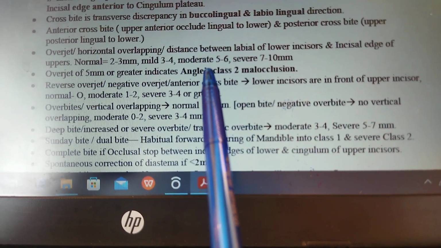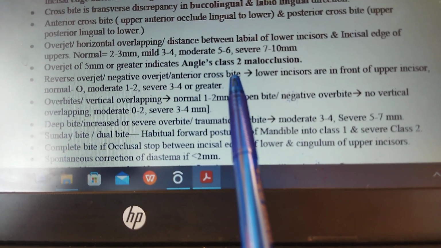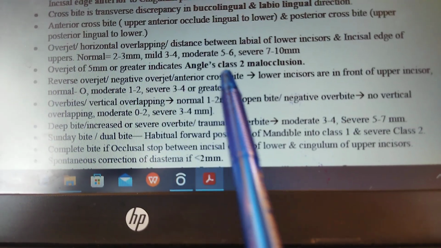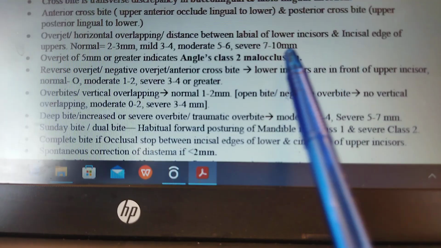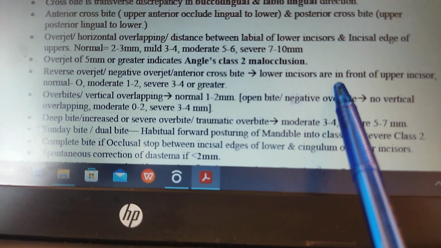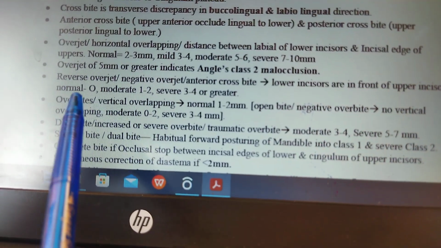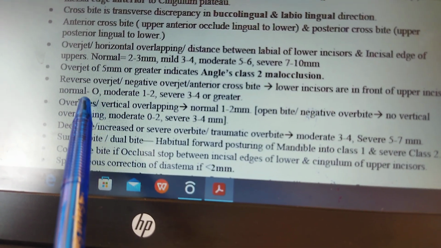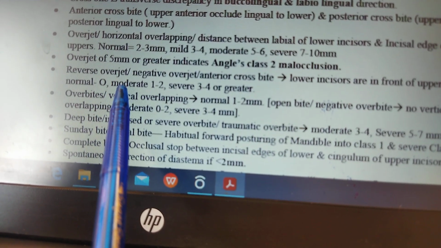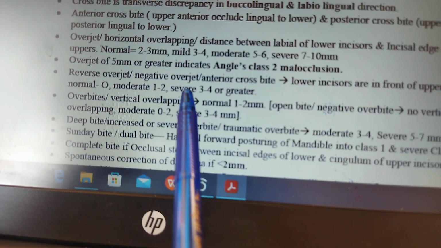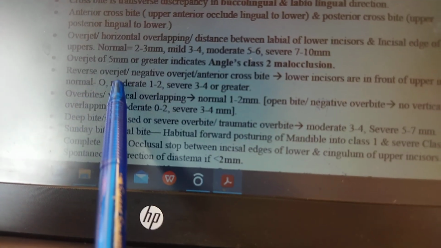Reverse overjet, negative overjet, or anterior crossbite: these three things are the same. Lower incisors are in front of upper incisors. Normal is 0. Moderate is 1 to 2. Severe is 3 to 4 or greater. This is reverse overjet.